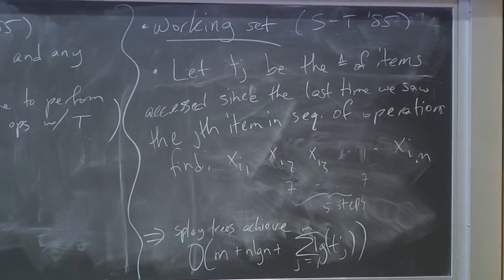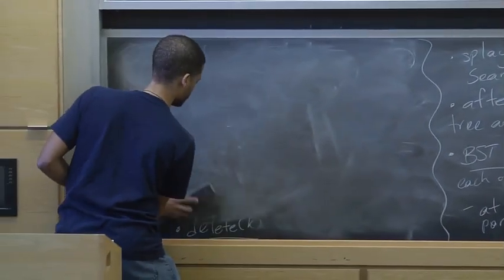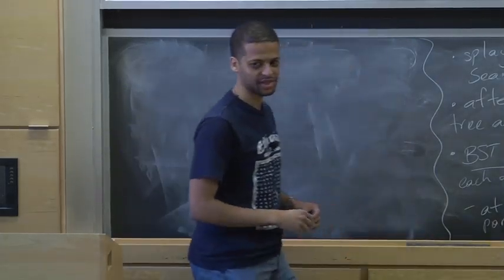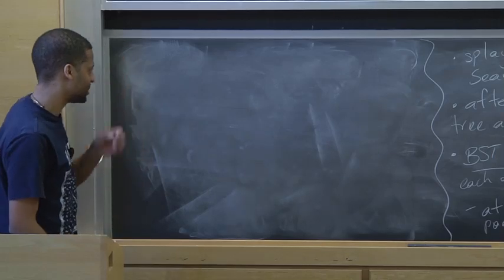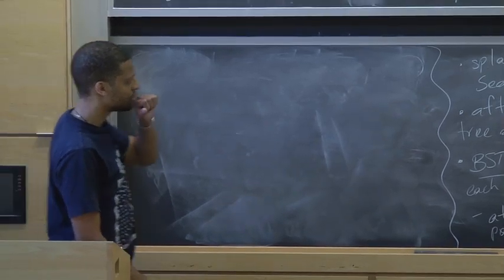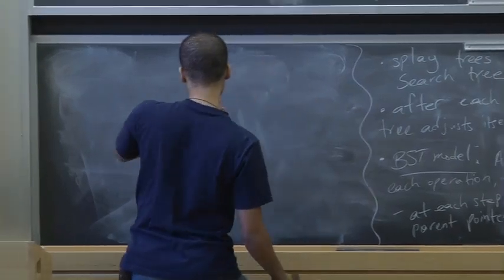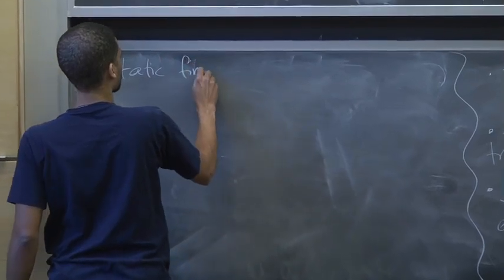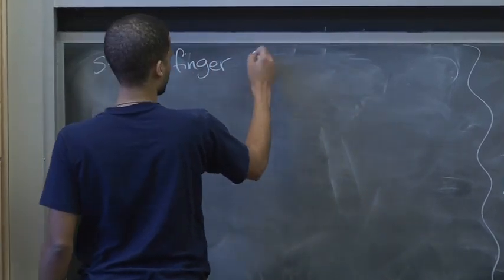There are a bunch of other properties it satisfies. I think I'll just name a couple more, and then I'll state a conjecture regarding splay trees, which hasn't been proven yet. Another one is the static finger property, also in the original paper.